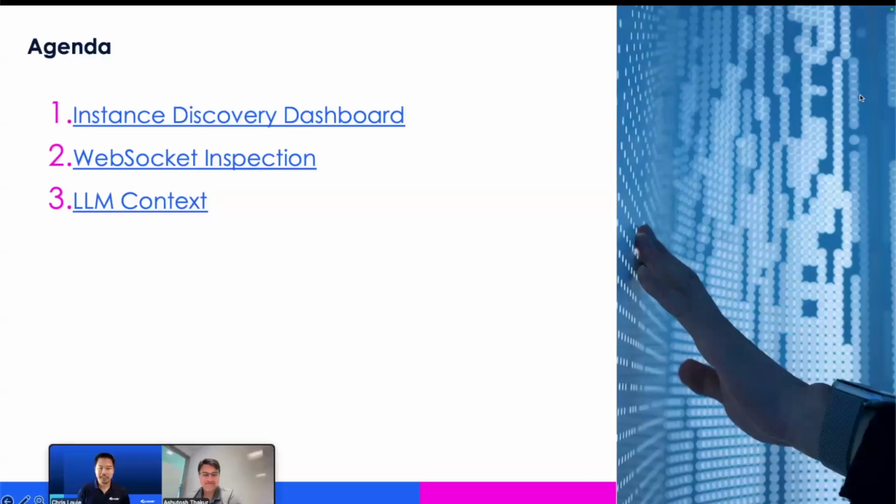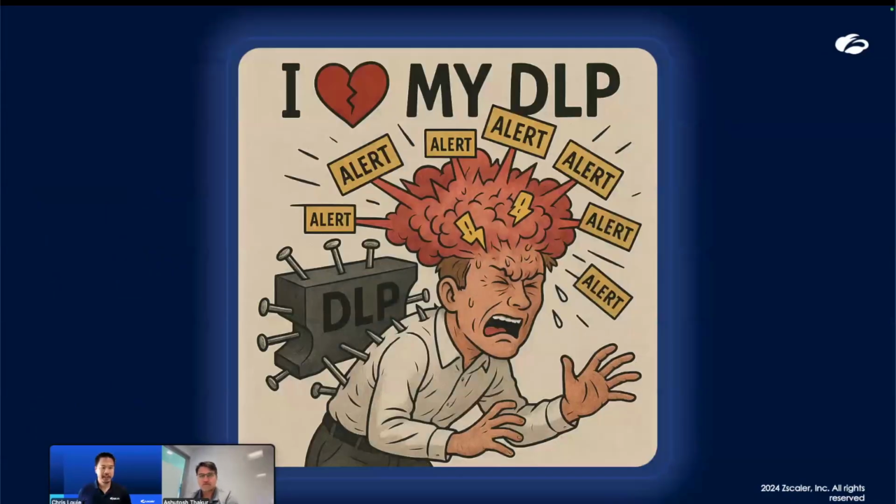And a quick agenda. We're going to talk about data protection, and first we're going to cover the Instance Discovery Dashboard. Then we're going to talk about some WebSocket inspection, and lastly, close with some LLM context. And these are going to be features and functionality of the Zscaler Data Protection Suite. So without further ado, let's talk about data protection in general.